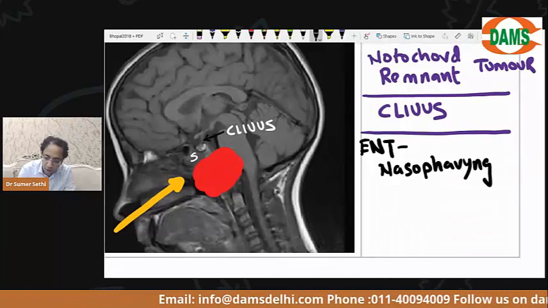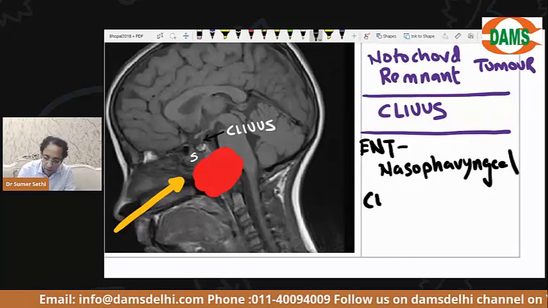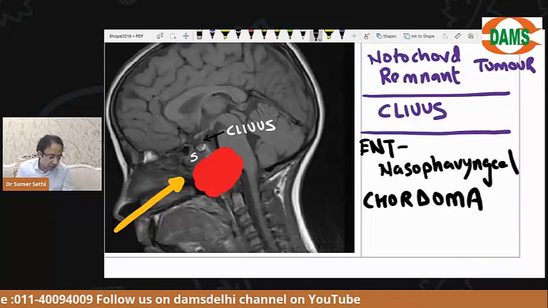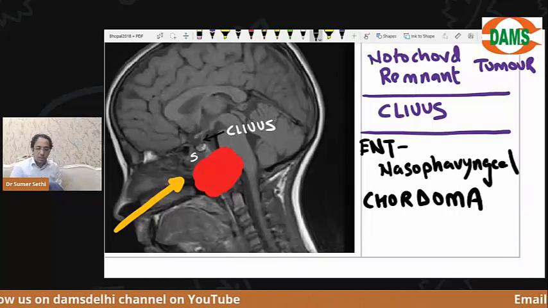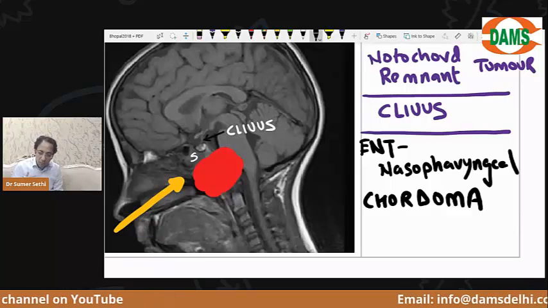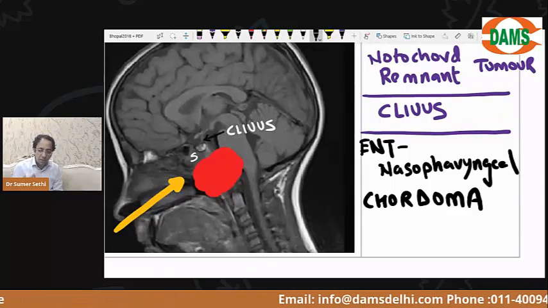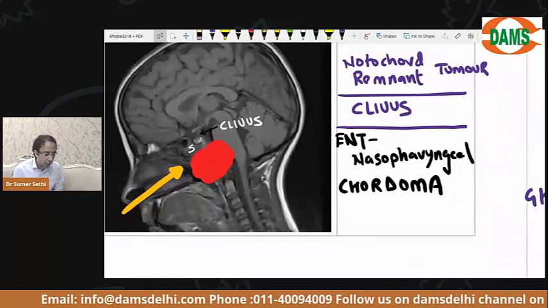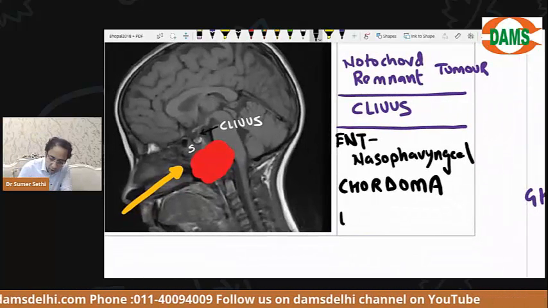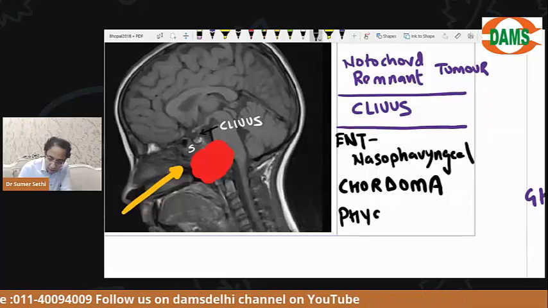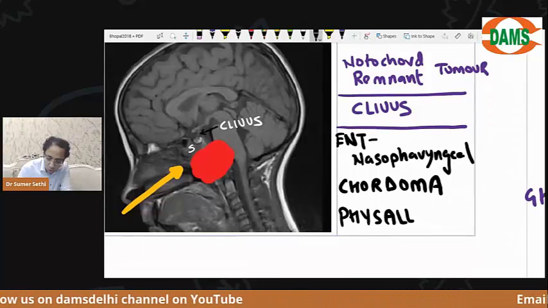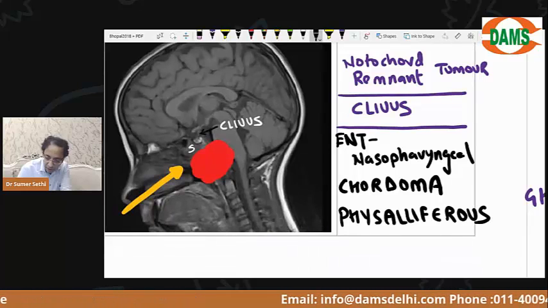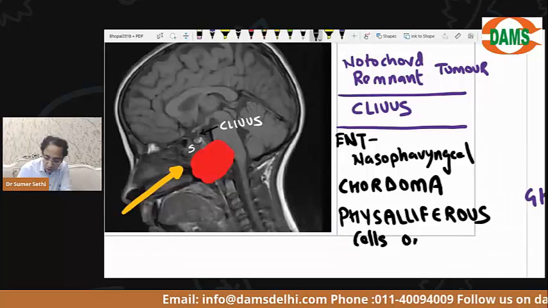What tumor am I describing? This tumor is called chordoma. This is the reason why, in ENT, they will tell you as a differential diagnosis in a nasopharyngeal tumor, you also have chordoma. And chordomas, on pathology, show notochord cells, which are called physaliferous cells on microscopy.